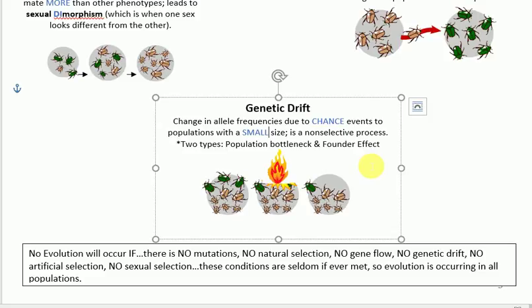So down here, this box, this is the big idea that you need to understand. No evolution will occur if there is no mutation. If there's no natural selection, if there's no gene flow, if there's no genetic drift, if there's no artificial selection, no sexual selection. These conditions are hardly ever met. So evolution is constantly happening all the time in different populations.